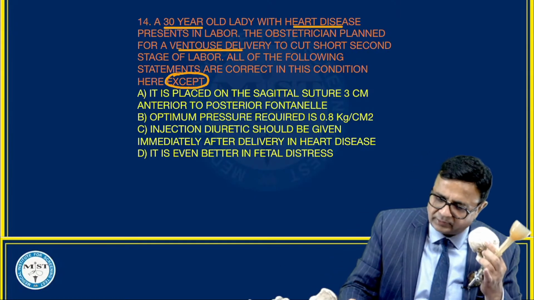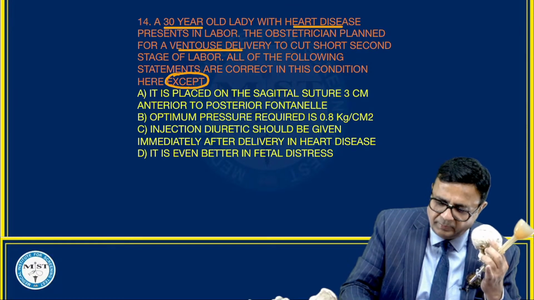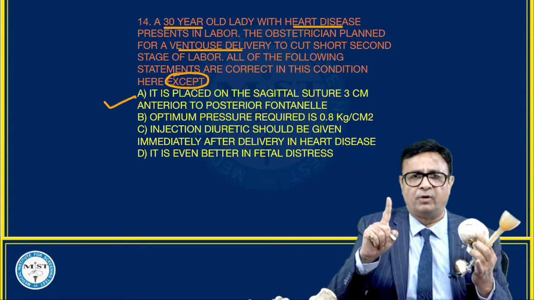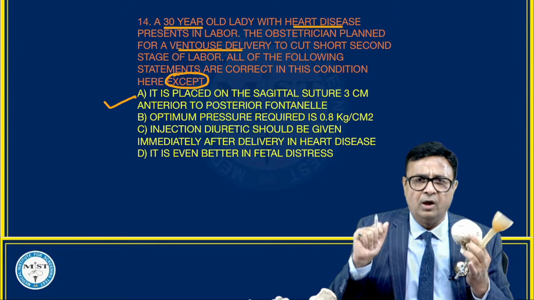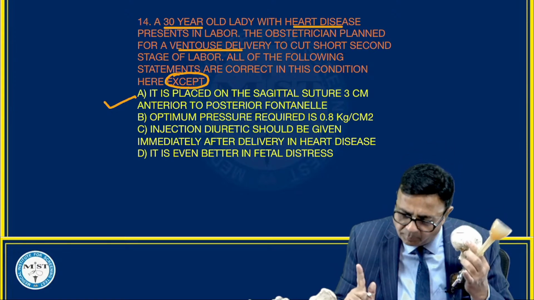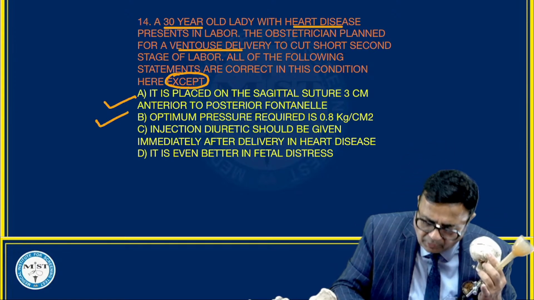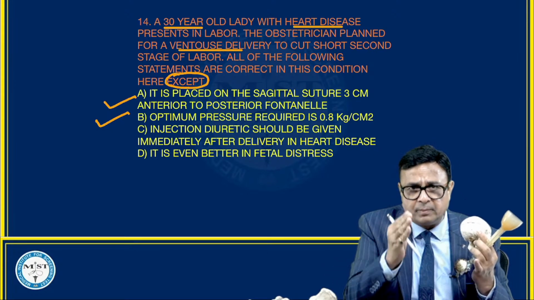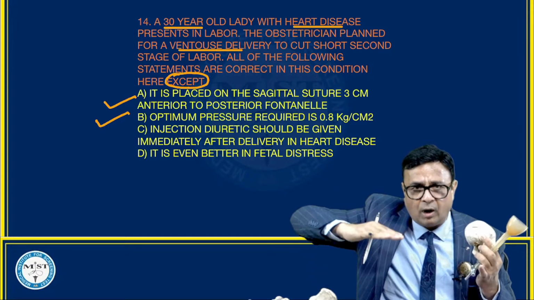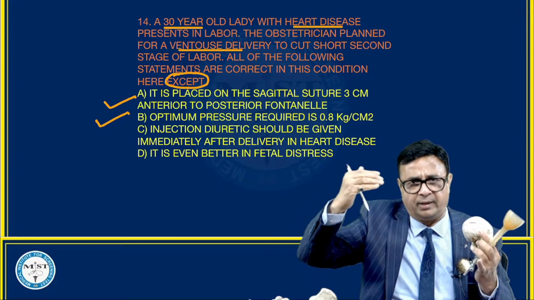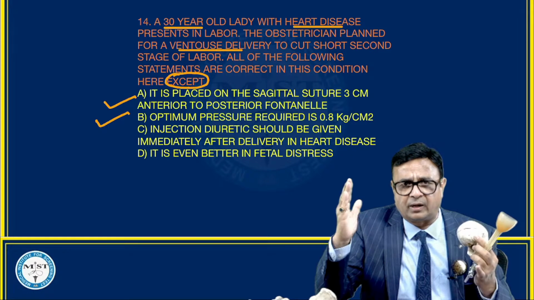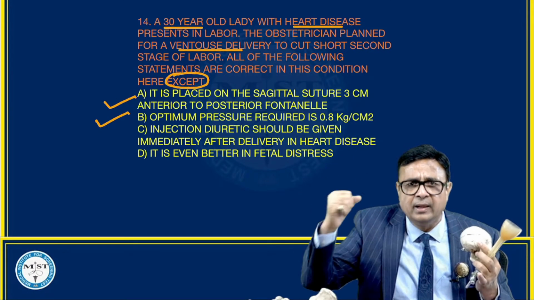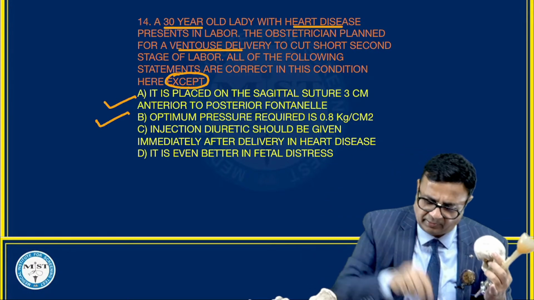It is placed on the sagittal suture 3 cm anterior to the posterior fontanelle. Correct statement. Optimum pressure required is 0.8 kg per centimeter square. Correct statement. Initial suction pressure is 0.2, optimum suction pressure is 0.8. And how is it increased? 0.1 per minute. So total how many minutes are required? 6 minutes are required to attain optimum suction pressure.